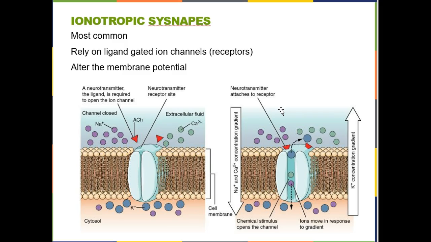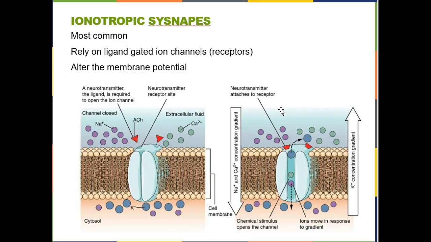Then we get to ionotropic synapses. This is what most people are referring to, or what we usually think of when we say a synapse. This is the kind of synapse we're going to be spending our time talking about, and this is the kind of synapse that is going to mediate most of the effects we're going to see. So just like the neuromuscular junction, that's an ionotropic synapse. Most of the neuron-neuron communications we're going to see in this course are run through ionotropic synapses or ionotropic receptors.